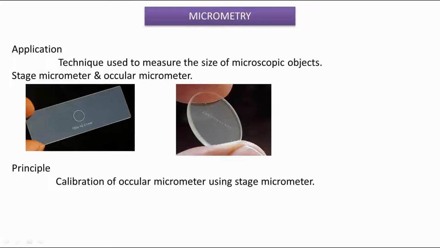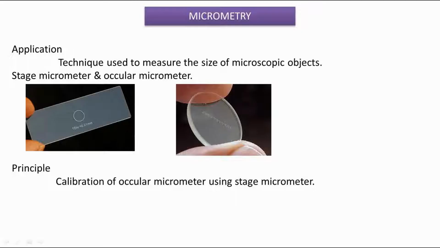The stage micrometer looks exactly like a slide that is commonly used in a microscope. The only difference is that a scale is present. A scale is etched in its central portion. That is the only difference. Coming to the ocular, it is in the form of a circular disc having a scale in its central portion.